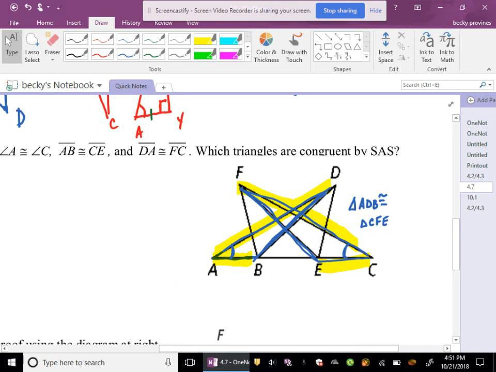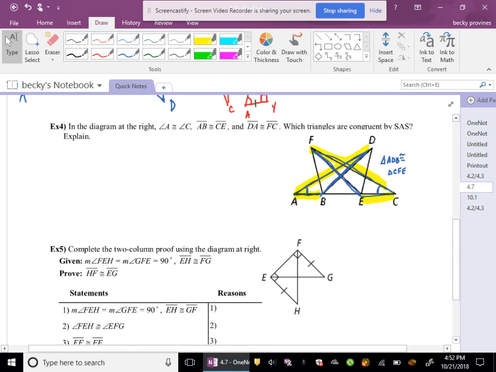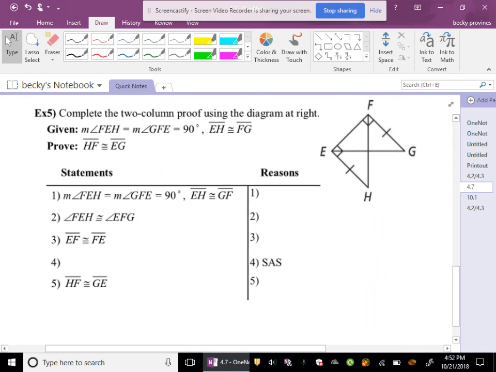So yes, there were some extra lines on this picture to make it more difficult. Okay, we have a 2-column proof. It says complete the 2-column proof using the diagram to the right. So the measure of FEH is 90. Okay, so that's already drawn in on the picture.